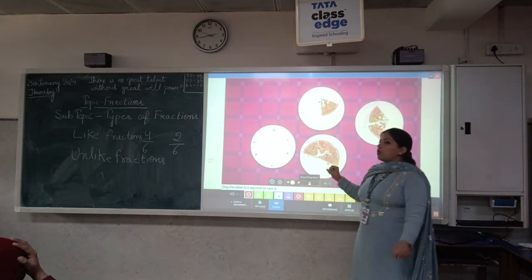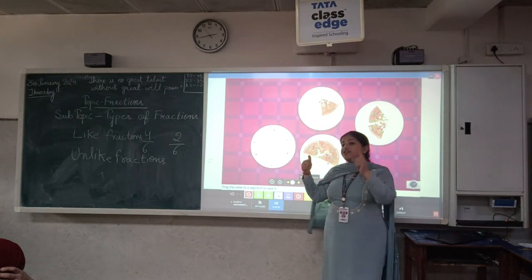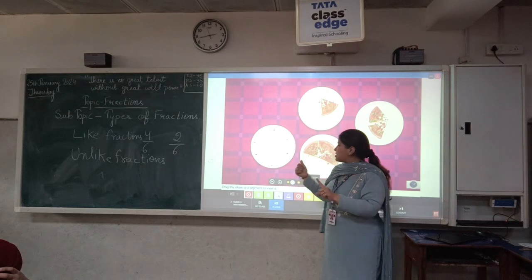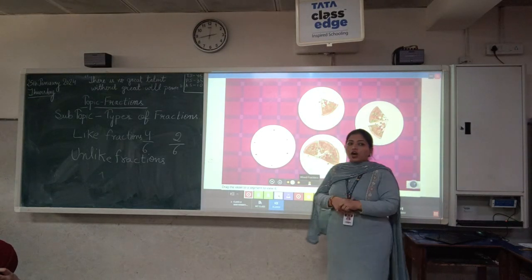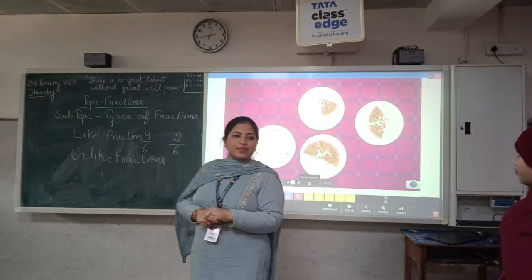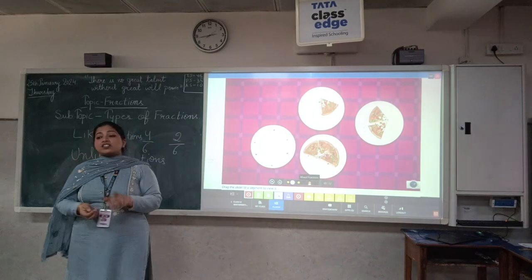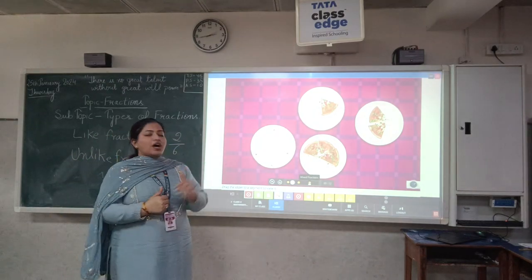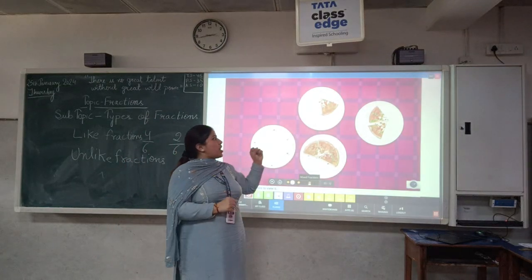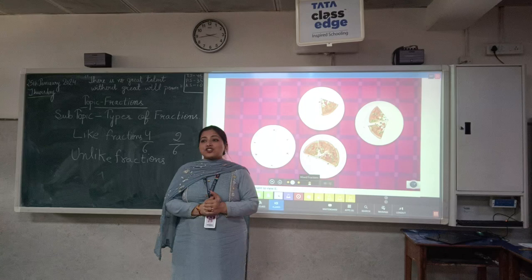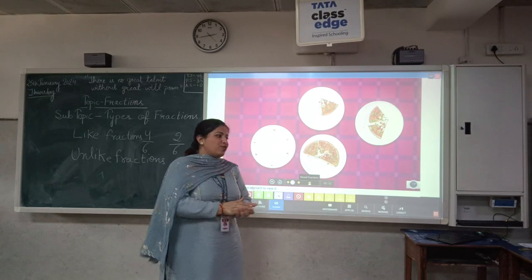So, can you tell me what is the fraction of pizza slices Ravi got? Yes, Shashwat. 3 upon 6. Very good. Jayan, can you tell me what is the fraction of pizza slices Sheila got? 2 upon 6. Very good. Yes, Kushal, can you tell me what is the fraction of pizza slices her mother got? 1 upon 6. Very good.